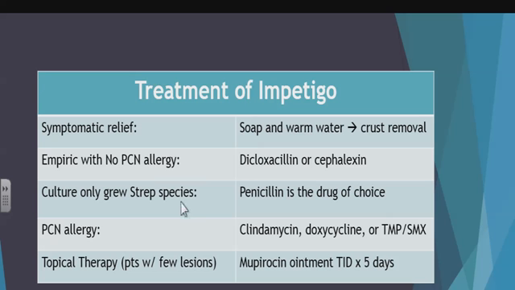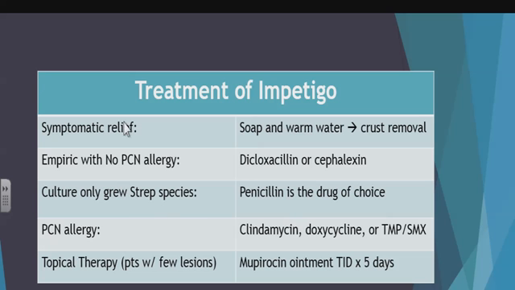If you do culture it and it just grows strep species, go ahead and use penicillin. Penicillin is the drug of choice for that. That way you're using the most narrow spectrum activity as possible. With a penicillin allergy, you could use clindamycin or doxycycline or Bactrim.